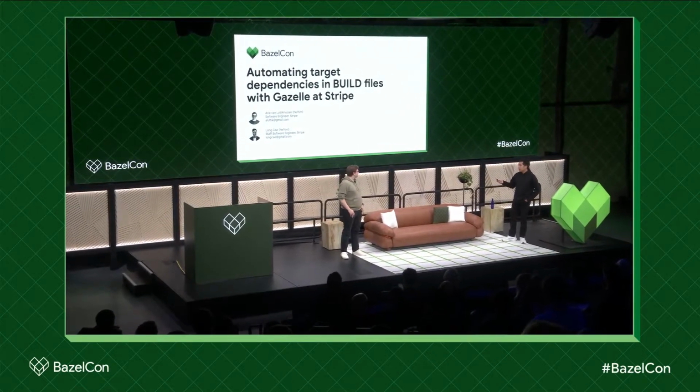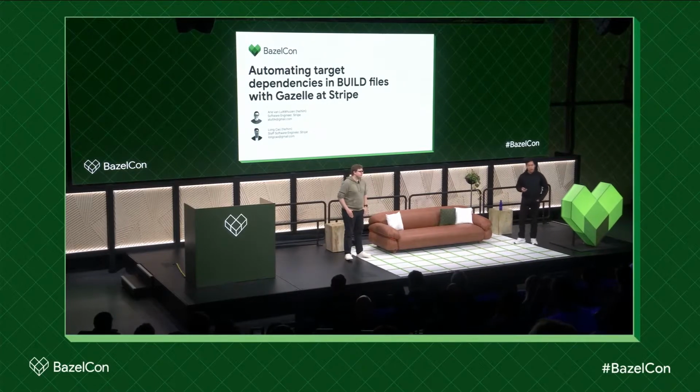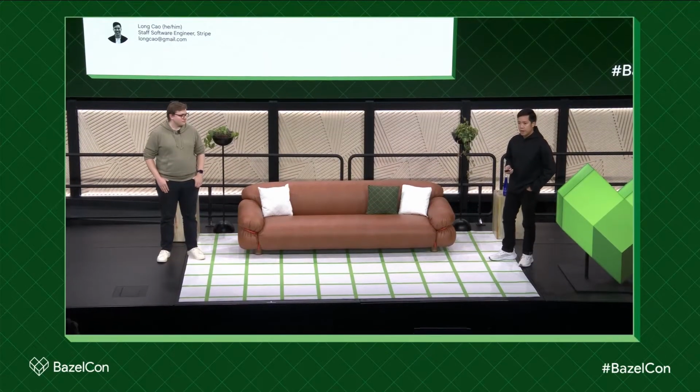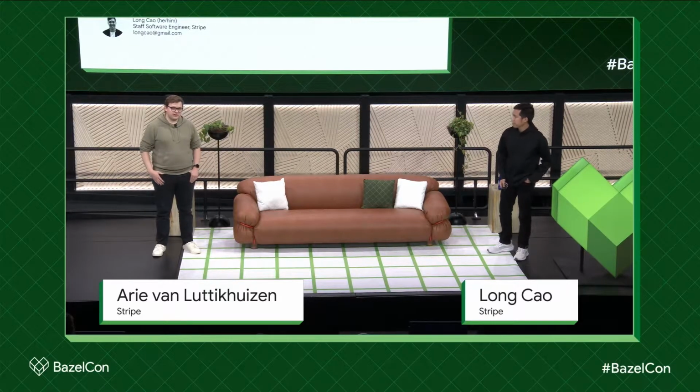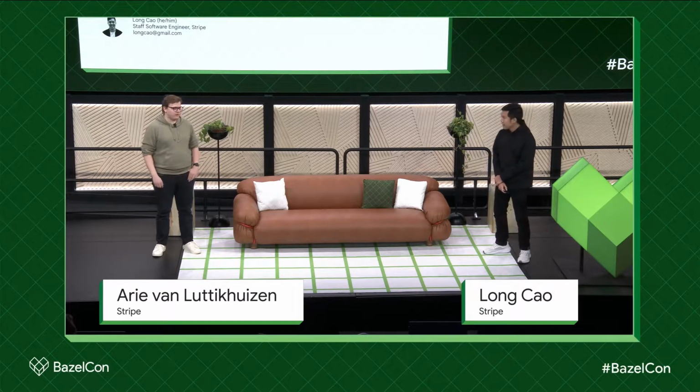To introduce myself real quick, I'm Long Cao. I'm a staff engineer at Stripe. I work on the build experience team as a tech lead. And I'm Ari Van Ludekhuizen. That's how you pronounce that. And I also work on the build experience team. I've been working at Stripe for about a year now. Yeah, and I've been at Stripe for about 4 years.